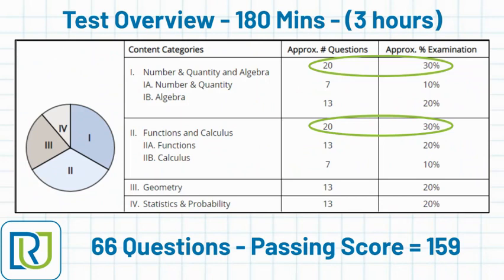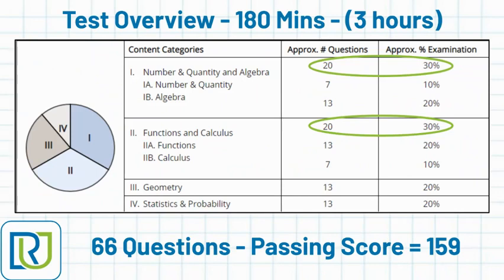All right, so the test. You're wondering what kind of questions are on this test. Well, the test is 66 questions, and you're going to have 180 minutes, or 3 hours, to complete the test. It is divided into these 4 categories. The number, quantity, and algebra category is about 20 questions or 30% of the exam, and it's broken into the number and quantity and algebra subcategories.